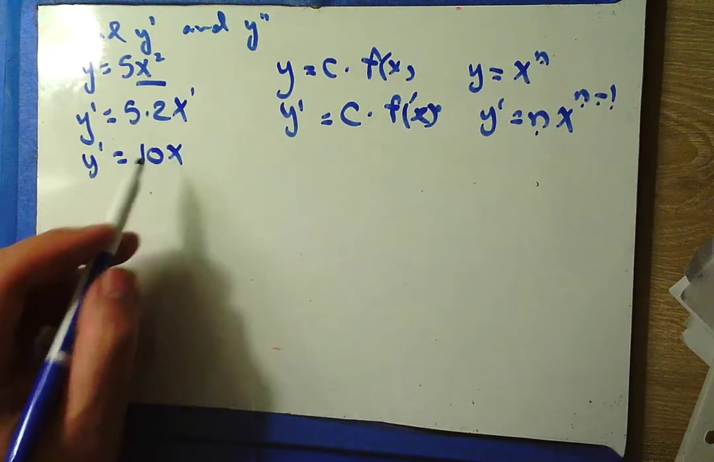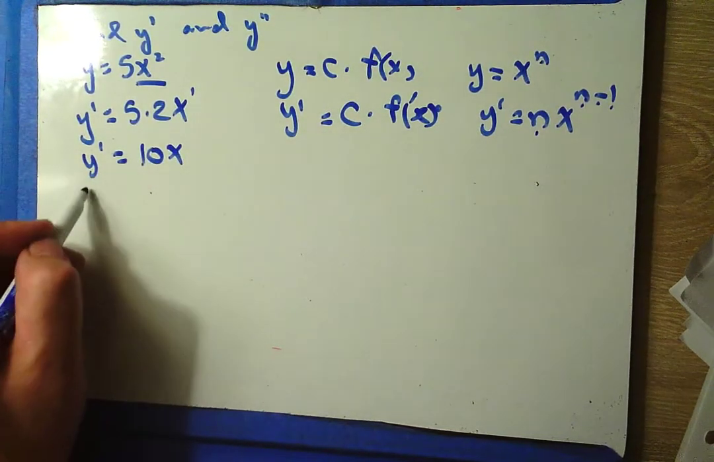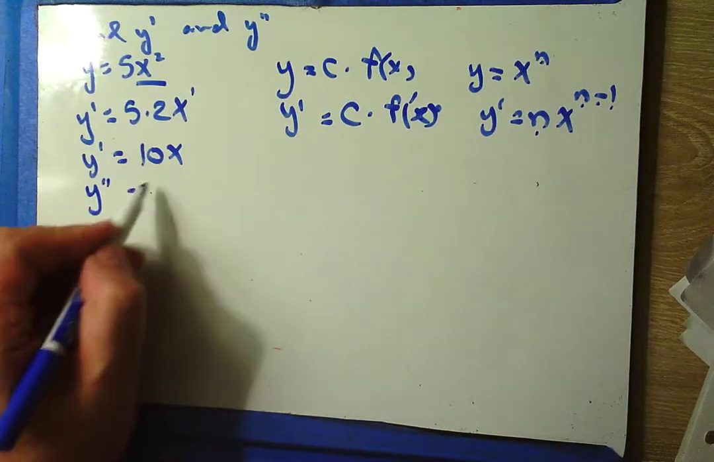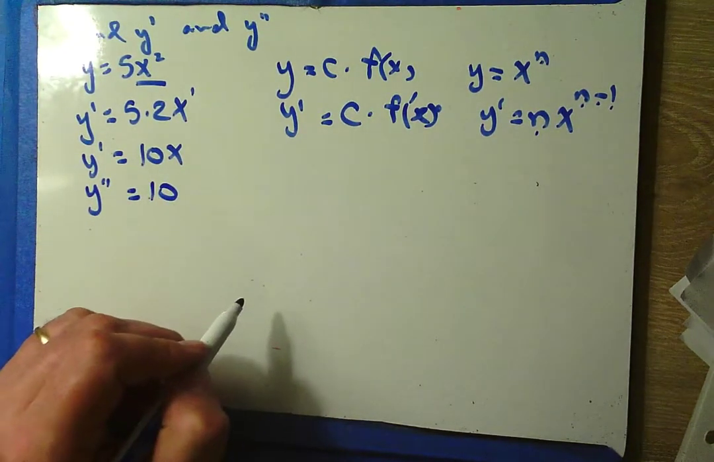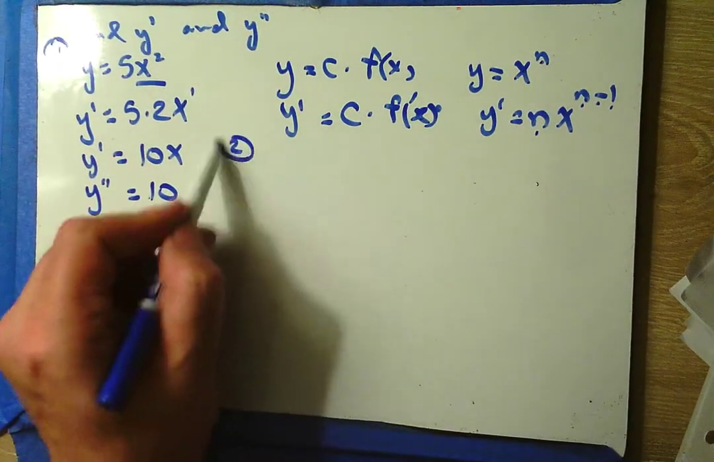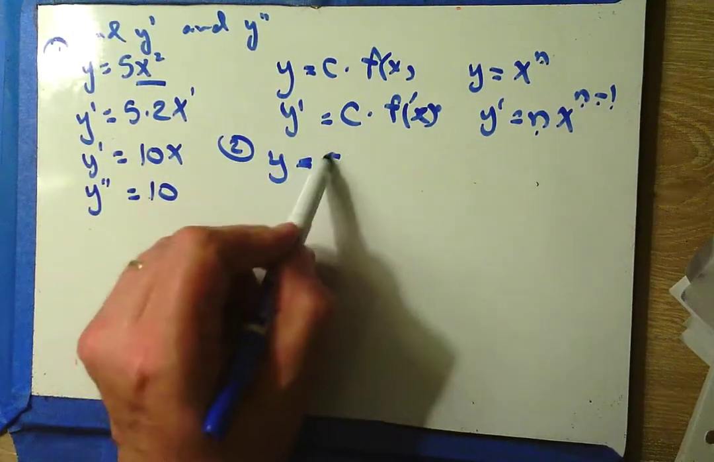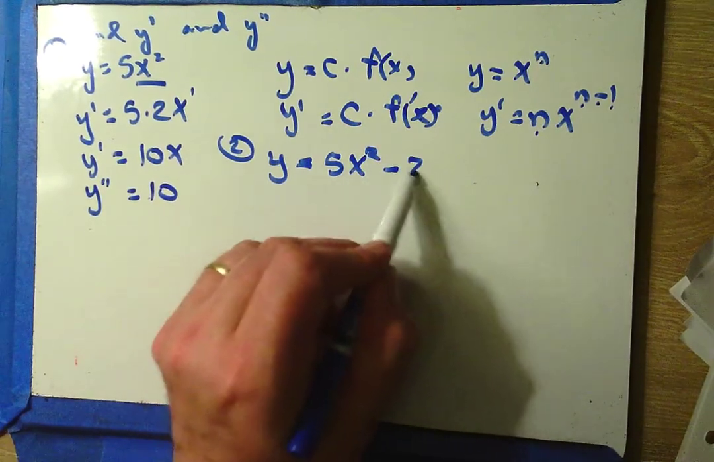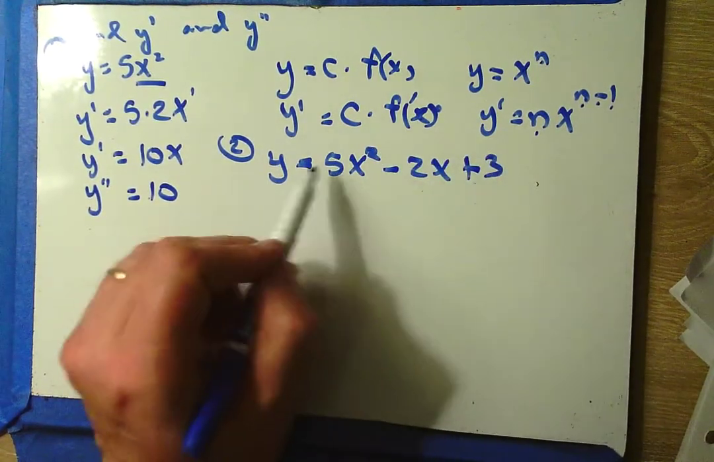This is linear. We know that the derivative of a linear function is a constant, so y double prime is 10. Okay. What about something like y equals 5x squared minus 2x plus 3?